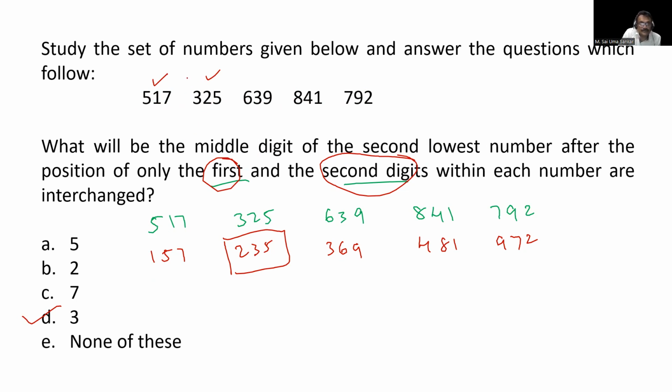Now, focus on this one only. Why? Because here we require the second lowest number. If you write down the interchange of these two digits, 235. What do we require? Middle digit. What is the middle digit? That is equal to 3. 3 is the answer.